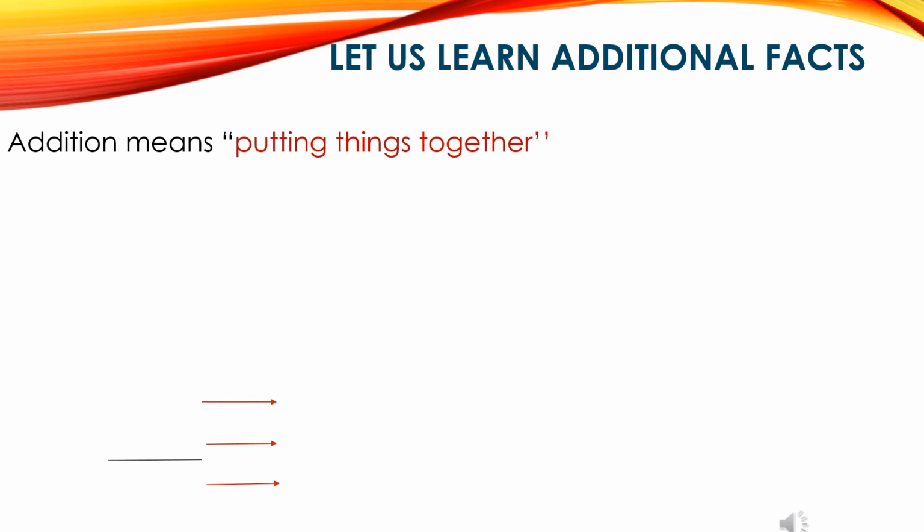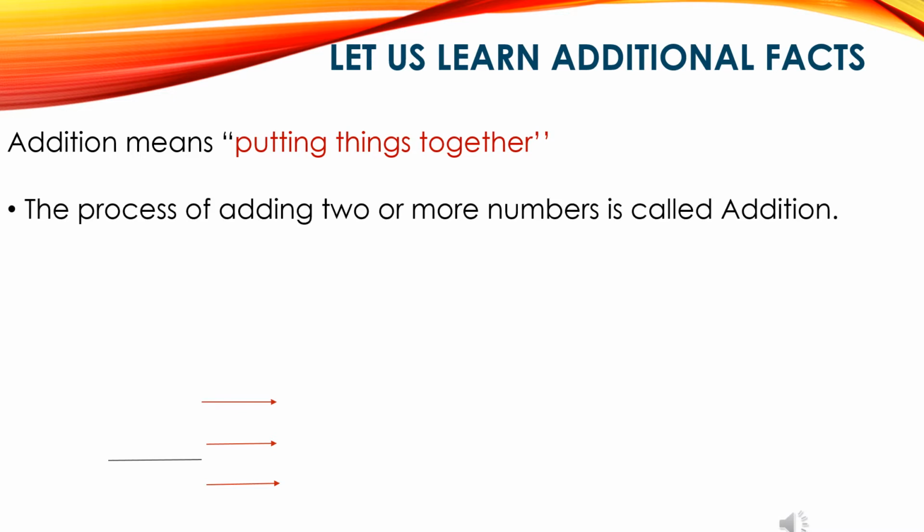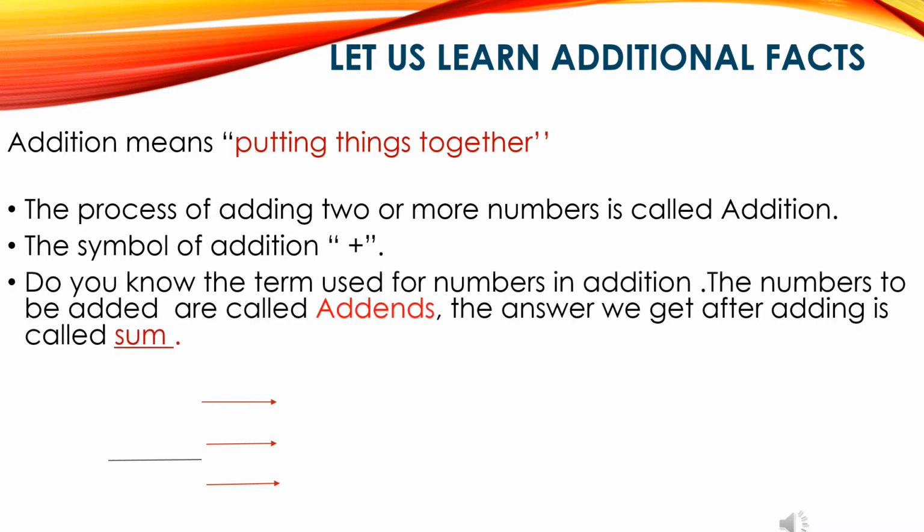When we put two or more things together, it becomes addition, or we can say the process of adding two or more numbers is called addition. The symbol of addition is the plus sign. Now, do you know the term used for numbers in addition? The numbers that we add are called addends. The answer we get after adding is called sum.